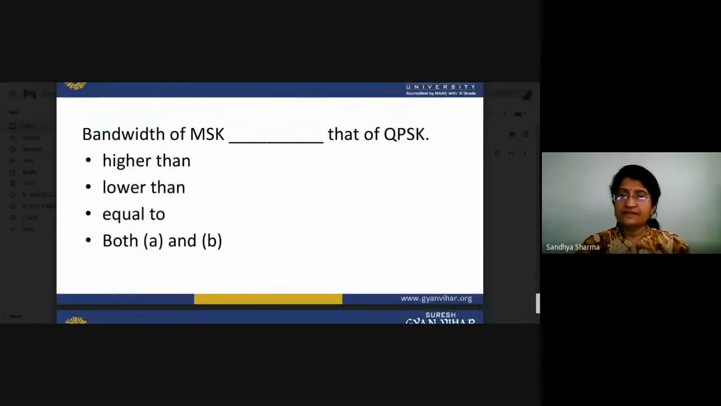Bandwidth of MSK versus that of QPSK. If you are working on quadrature phase shift keying or MSK, minimum shift keying, what about the bandwidth requirement? No doubt MSK is related to FSK, so its bandwidth requirement will be higher with respect to QPSK. So there is a little bit of concept behind these objective questions. What about FSK? MSK is the minimum shift keying.